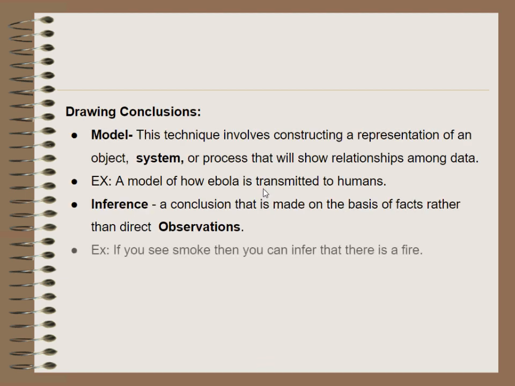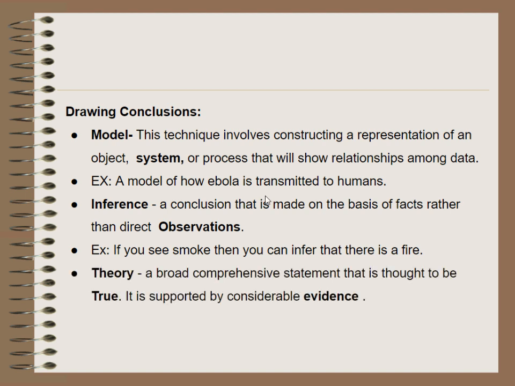Drawing conclusions can be done in several different ways. You have a theory, which is a broad, comprehensive statement that is thought to be true. Like the theory of relativity, it can be supported through considerable evidence, but it can never be completely proven. Inference is a conclusion that is based on observations. You can infer or assume that this is always going to be true based on what you have seen throughout your testing. And then a model shows a representation of an object or system and shows the relationship among data.